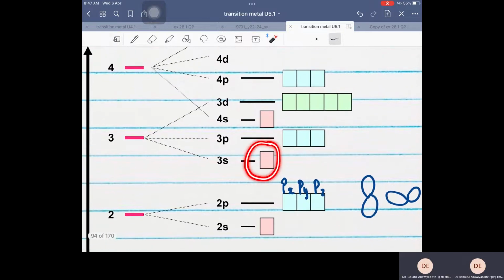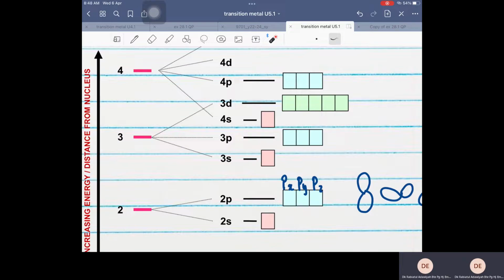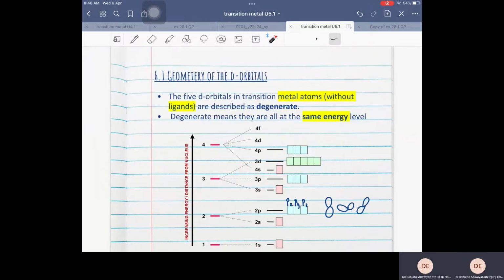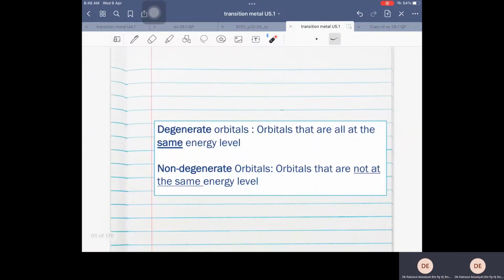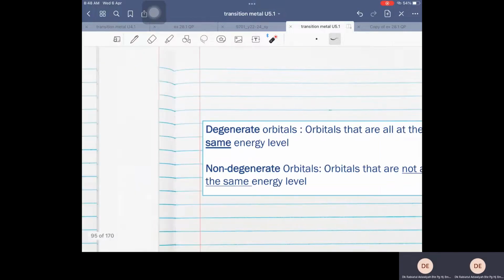Example, 3s and 3p orbitals are non-degenerate. 4s and 3s, even though they're the same subshell type, S-type, because their position and energy level is different, they are considered non-degenerate. Okay, so I hope that explains the definition of degenerate and non-degenerate orbitals. Degenerate means orbitals that are all at the same energy level. Non-degenerate means orbitals that are not at the same energy level.